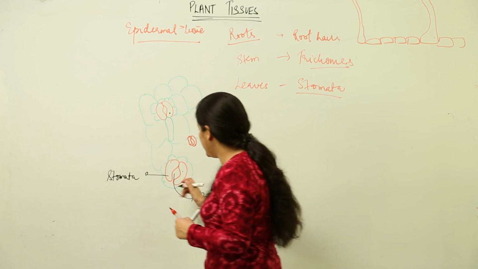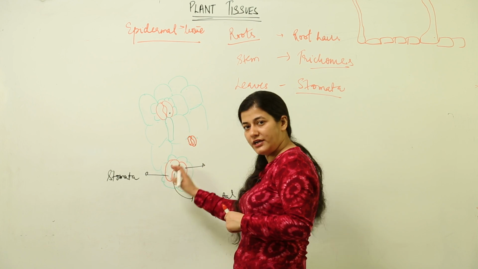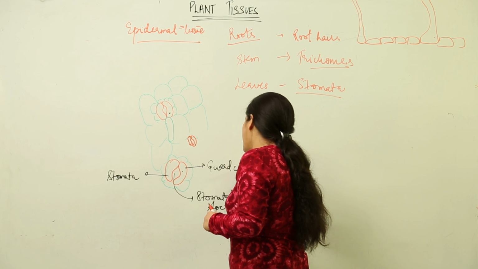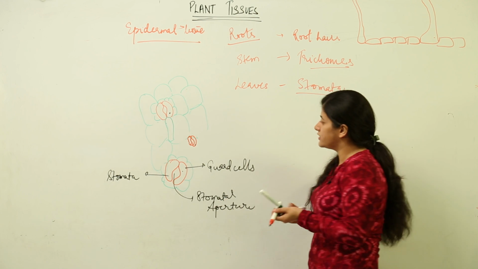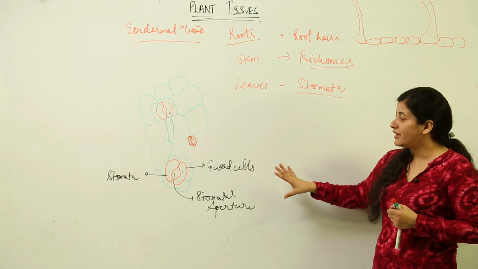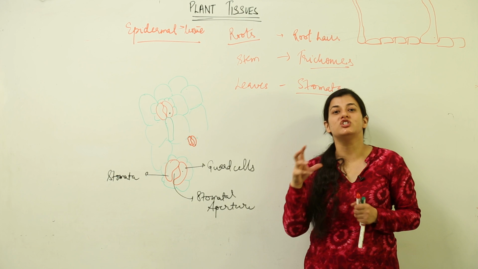Now what is the purpose of stomatal aperture? And of course it has its guard cells. Each of the kidney shaped cells is known as guard cells. This is to be remembered. What is the purpose of this stomatal arrangement in the epidermis of the leaf? The arrangement is responsible for exchange of gases.